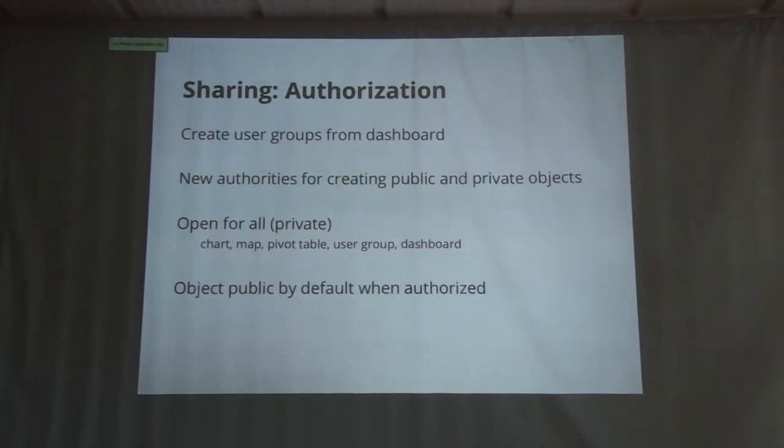Right. So we have some objects that are open for all, like a chart, map, pivot, user group, and a dashboard. They are open for everyone to create. You don't want to restrict access because again, DHIS is about sharing data, you want to open. So everyone can create their favorites. As long as they have access to the pivot table module, they can create favorites as pivot tables. If they have access to the chart module, the visualizer, they can create their favorite charts.